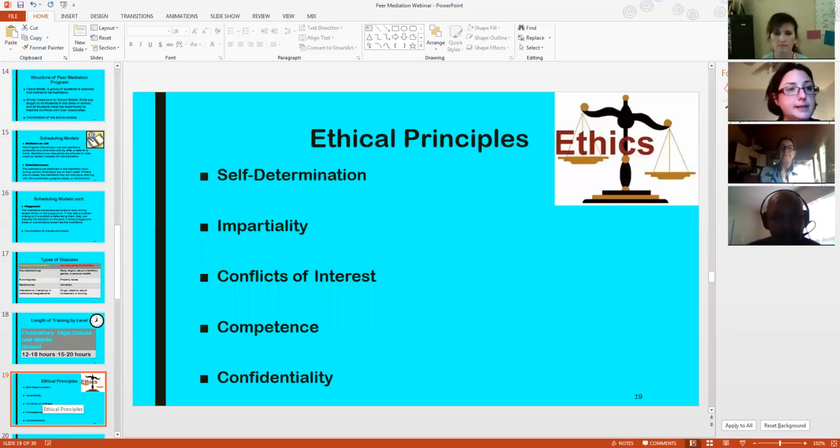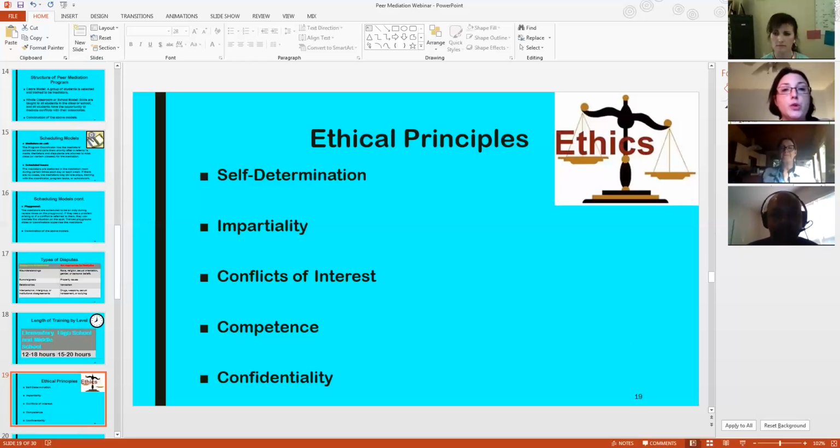So ethics: having students understand what the ethics are in mediation, and not just as a one-time deal, but constantly threading and integrating ethics into your role plays, into your discussions, and referring back to them. Self-determination, the basis of which mediation is built on, is being able to decide for themselves. The impartiality of the peer mediators.